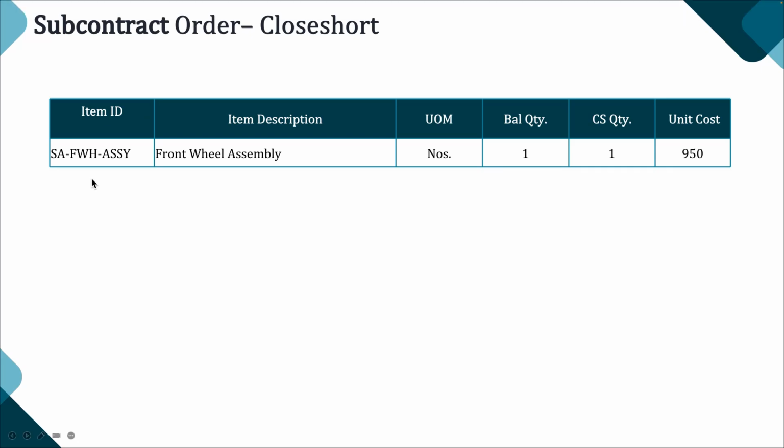So this is the item for which you're going to do Closeshort against a quantity of 1, and the unit cost is 950. So in your subcontract order, the Closeshort quantity is 0. After giving a Closeshort approved document, it will be updated as 1. That's been your Closeshort quantity.